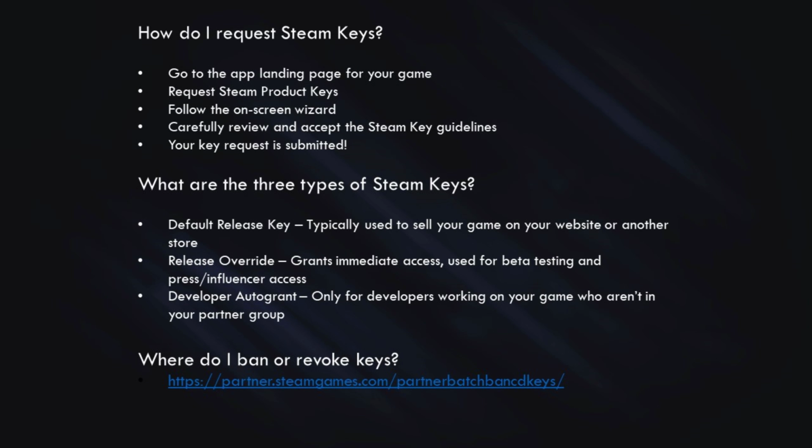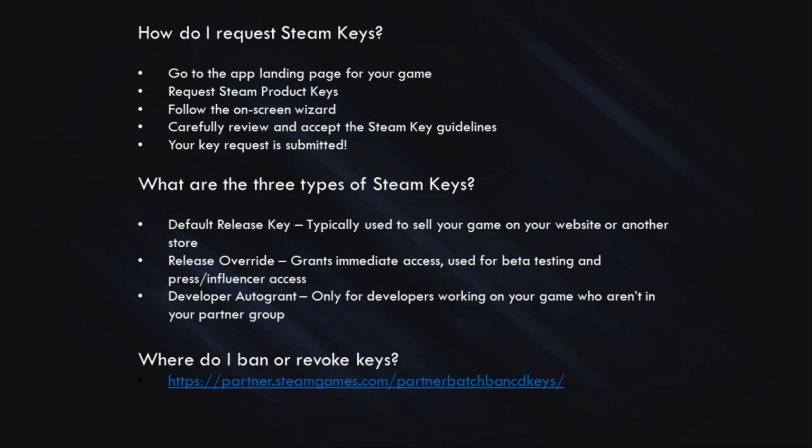All right, in summary, how do I request Steam keys? Well, go to your app landing page for your game, click on Request Steam Product Keys, follow the on-screen wizard. At the end, carefully review and accept the Steam key guidelines, and then your key request is submitted and it will be reviewed. What are the 3 types of Steam keys? There is the default release key, typically just what people think of as a Steam key. And these are used to sell your game on your website or another store, and they only grant access to your game after it's been launched on Steam.